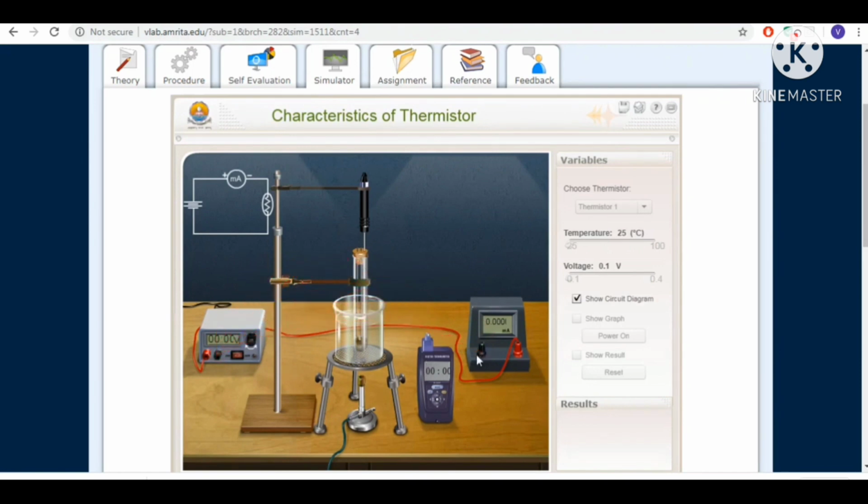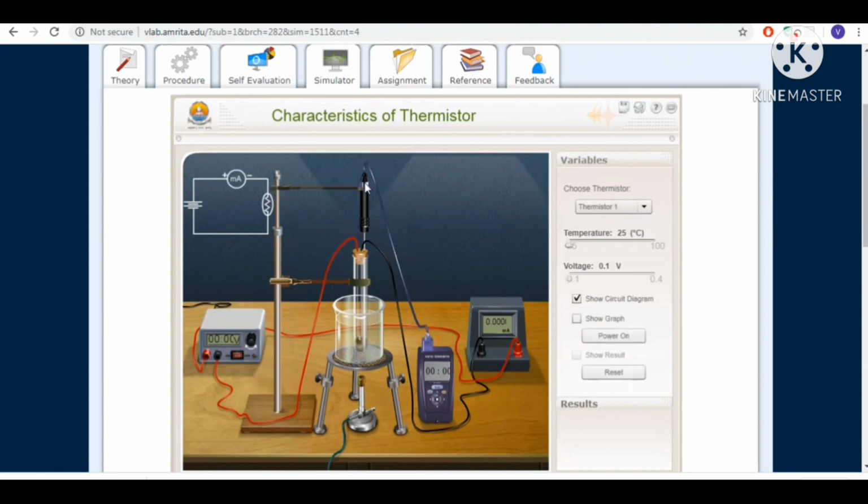The negative of the ammeter is connected to the resistor, so I will connect the wire. The other side of the resistor is connected to the negative of the battery, so I will connect it like this. Okay, so this is done, and the last step for the connection is to connect this thermometer to this sensor. Okay, now the connection is done.